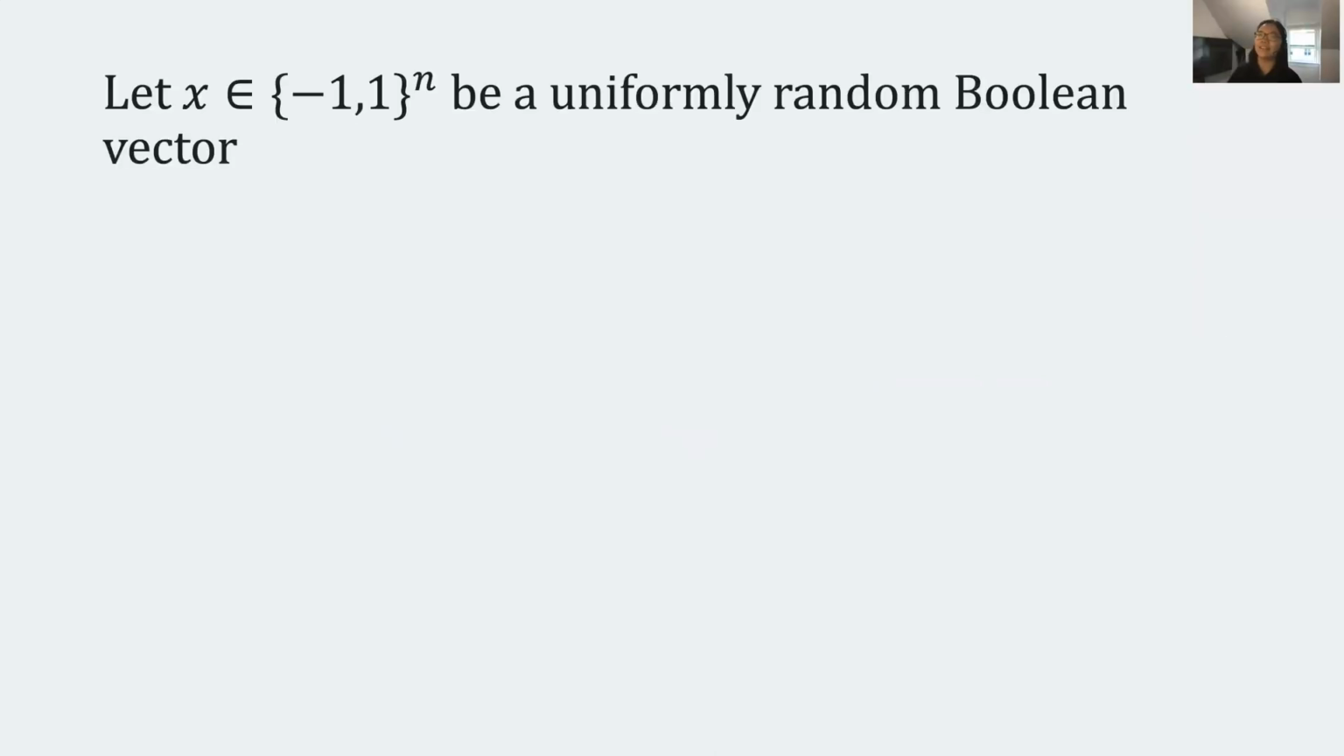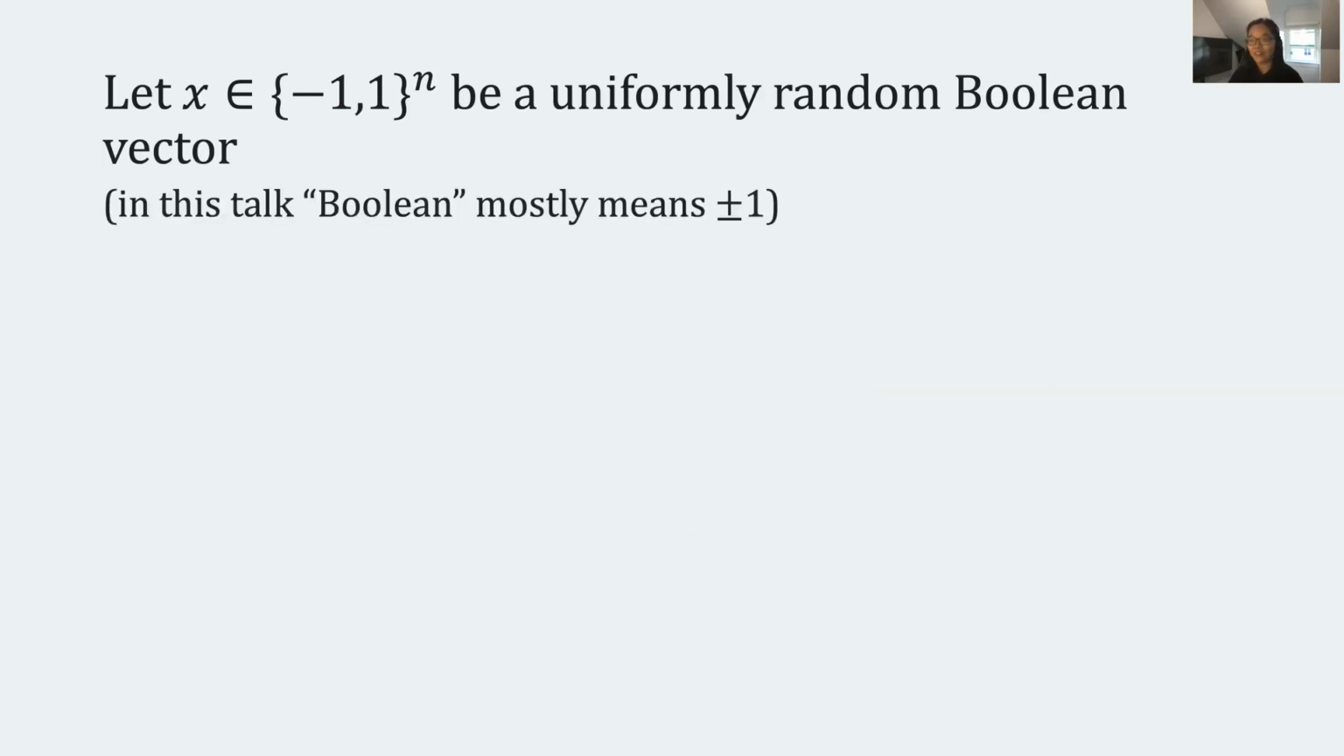Let x in plus minus 1 to the n be a uniformly random Boolean vector. In this talk, I'll use Boolean to mostly mean plus minus 1, although sometimes I'll also switch to the more conventional 0, 1 bit strings. So the problem is to distinguish between these two distributions.